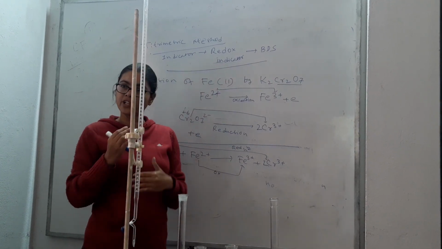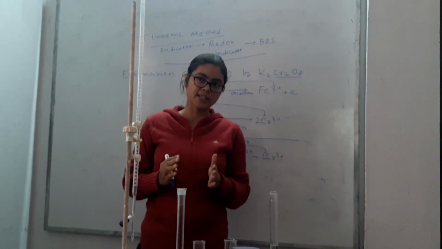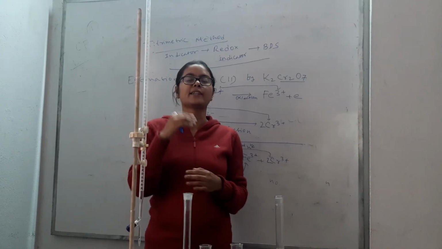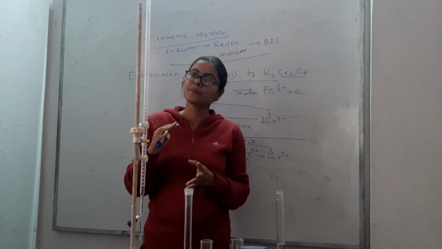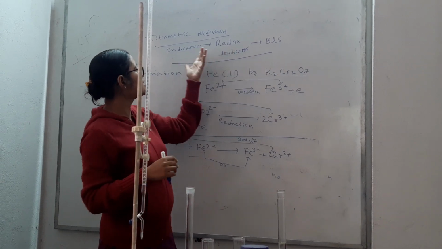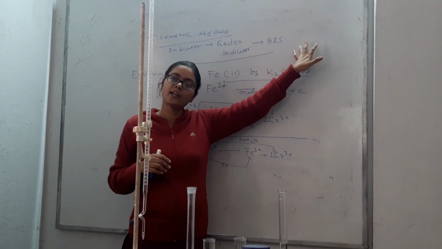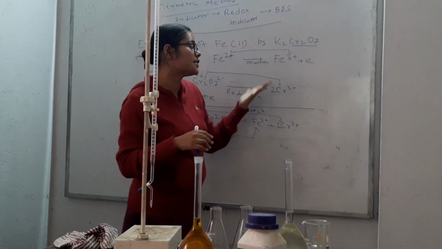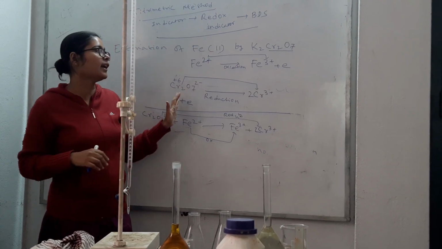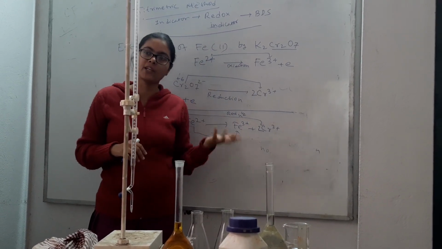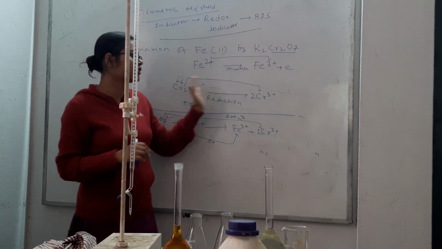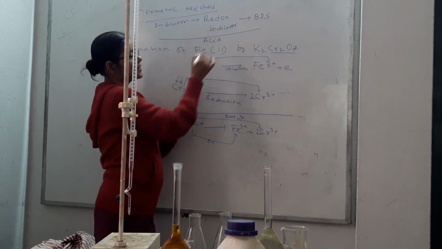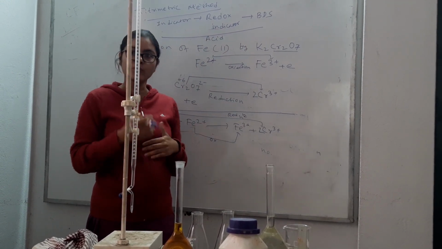We are going to do a titration, iron 2 versus dichromate titration. We take iron 2 plus in the conical flask and dichromate in the burette, and then add the BDS indicator. For this reaction to proceed properly we maintain an acidic pH. Therefore, this reaction happens in acidic pH, so we have to use some acid during the titration.